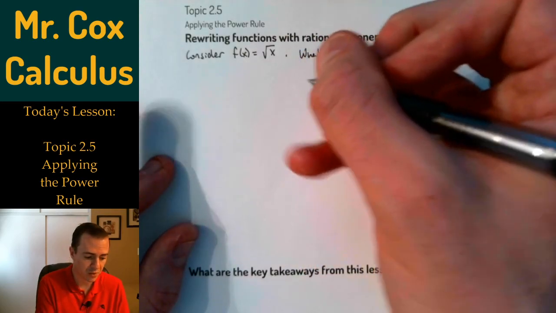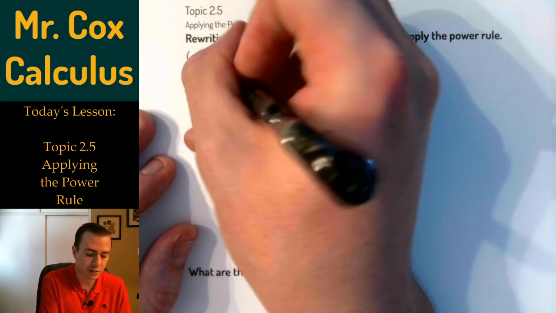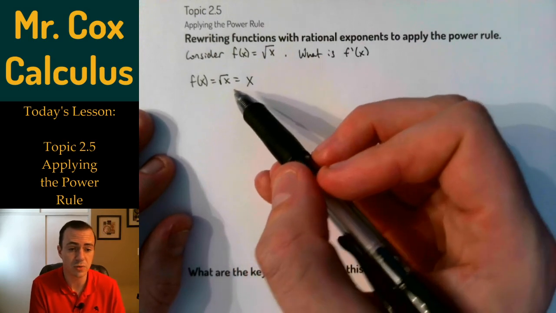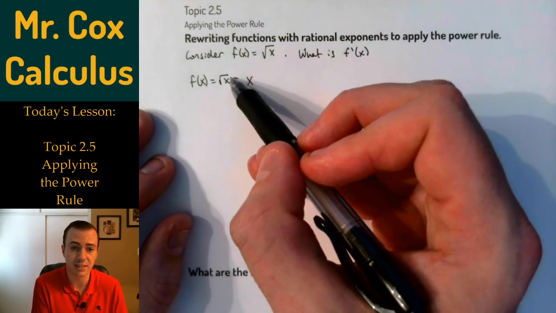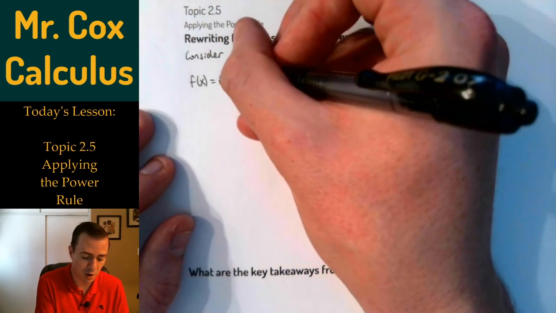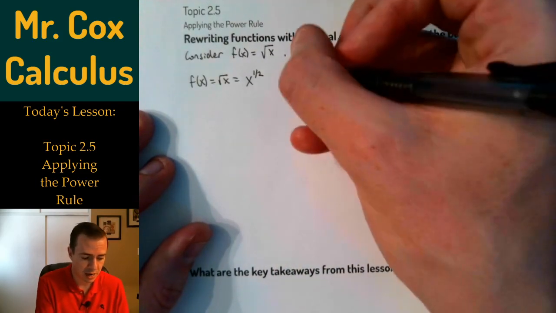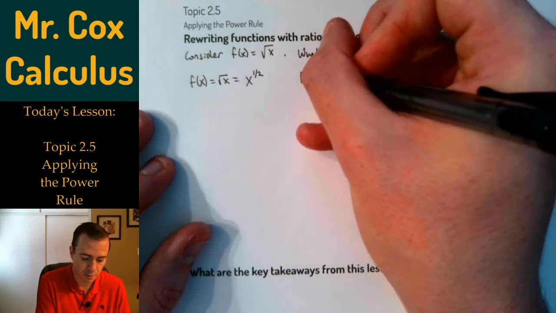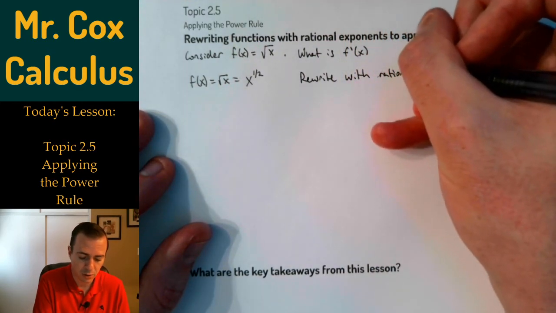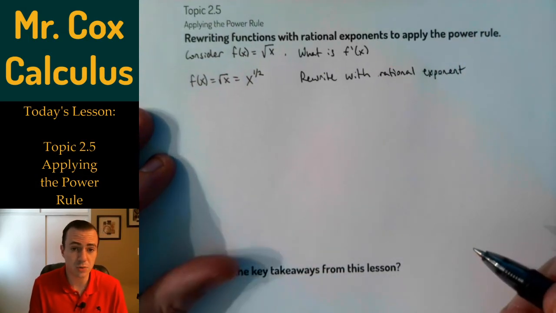using the power rule. So the first thing I want to do is take f of x equal to the square root of x and write it as x to a power. And remember, I can do that because really this is the second root of x to the 1 power, and so I can rewrite that as x to the 1/2 power. So instead of with negative exponents, I want to rewrite it with a rational exponent. And then I want to apply the power rule.